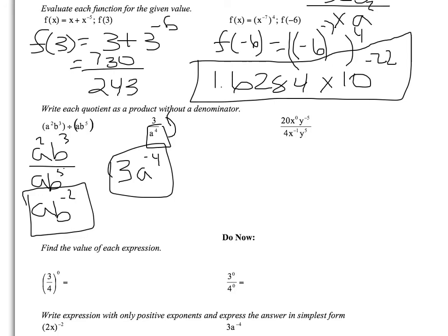And finally, for this last piece here, 20 divided by 4 is 5. The 0 minus -1 is x to the 1st. -5 minus 5 is -10. At this point, you can try the do-nows.